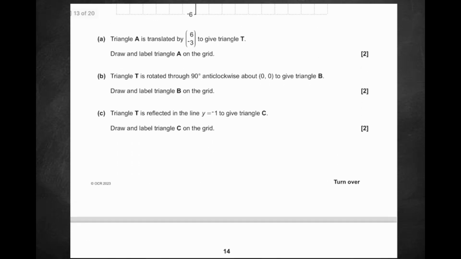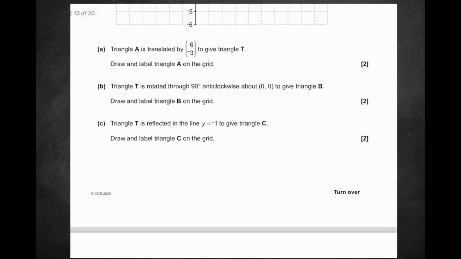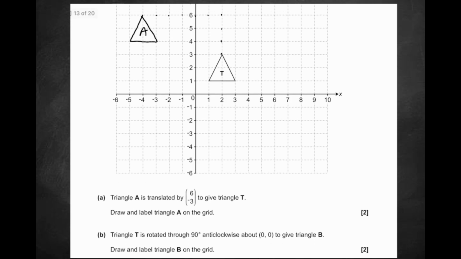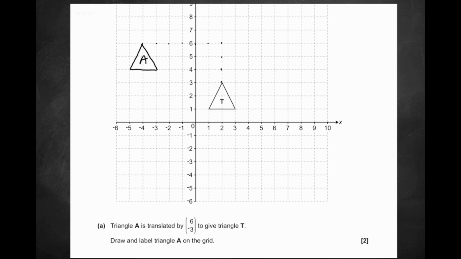Part B. Triangle T is rotated through 90 degrees anti-clockwise about (0, 0) to give triangle B. Draw and label triangle B on the grid. So it's rotating about (0, 0) and it's anti-clockwise. So I'm going to move one point at a time. So this (1, 1) through (0, 0) is going to appear over here. This point here is going to appear over here. And this point here is going to appear over here, just like this.